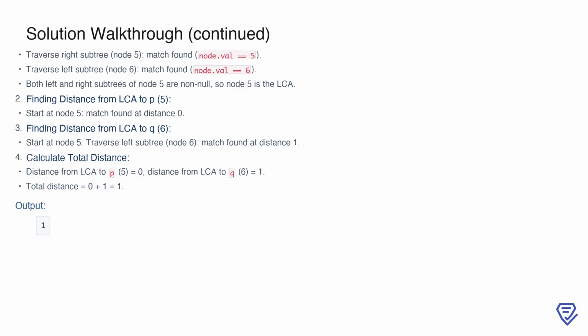The distance from the LCA to node 5 is 0, as it is the same node, and the distance from the LCA to node 6 is 1, as we traverse its left subtree. Adding these distances, the total distance between nodes 5 and 6 is 0 plus 1, which equals 1. The output for this example is 1.